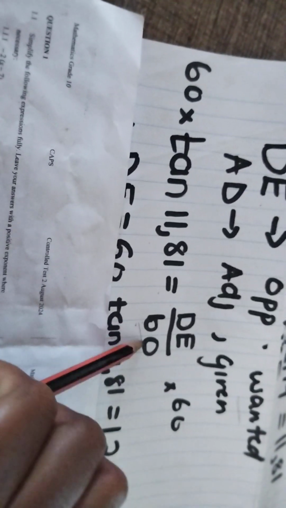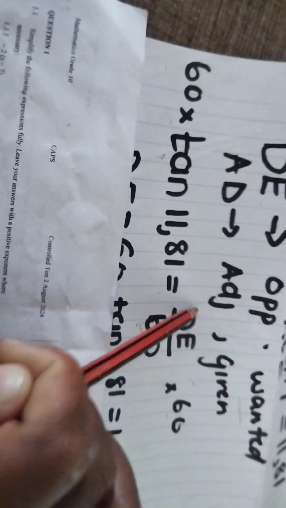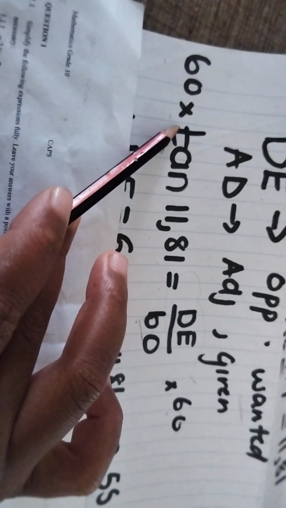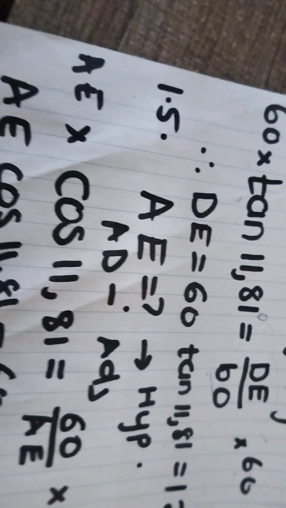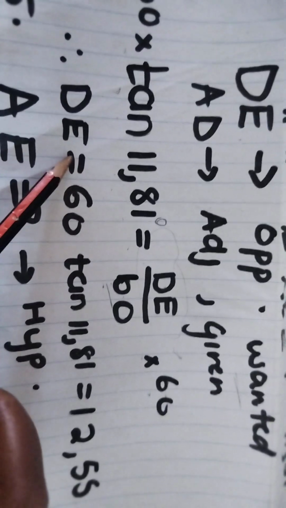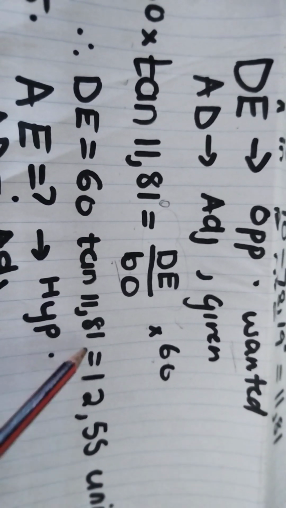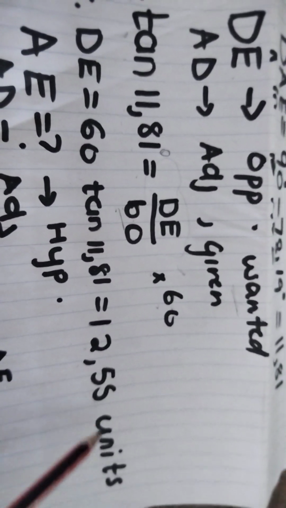For us to cancel this 60, we will multiply by 60 on both sides. So the 60 cancels and we are left with DE equal to 60 multiplied by tan of 11,81 degrees. Don't forget to write degrees here. Going forward, DE is equal to 60 tan 11,81, which is equal to 12,55 units. Again, it is only this option, so this is our answer here.